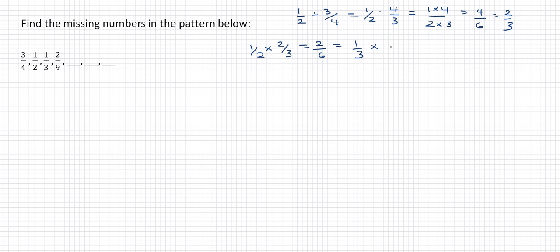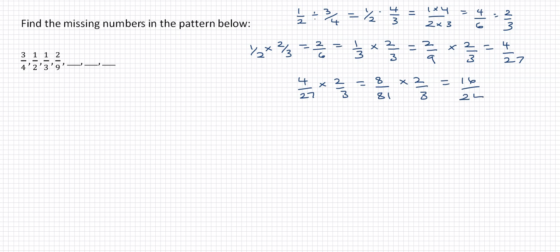Now we multiply this by 2/3, which is going to give us 2/9. Then we multiply by 2/3, which is going to give us 4/27. 4/27 multiplied by 2/3, that's going to give us 8/81. And then you multiply by 2/3, it's going to give us 16/243. So our missing terms are 4/27, 8/81, and 16/243.